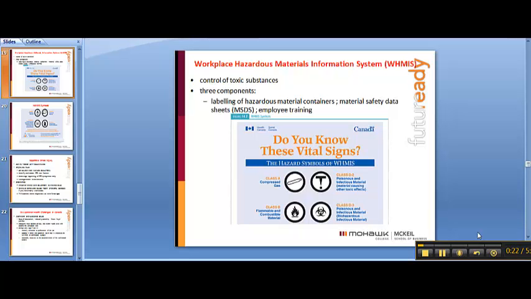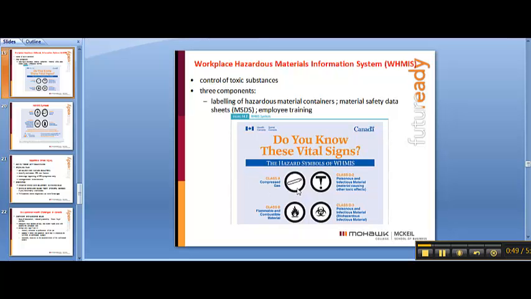So we have to make sure that companies take care to control the use of toxic substances in their workplace. Somebody from the human resources area, a health and safety officer, is usually responsible for that. And some of the toxic substances that we can have are things like the ones we have in here.